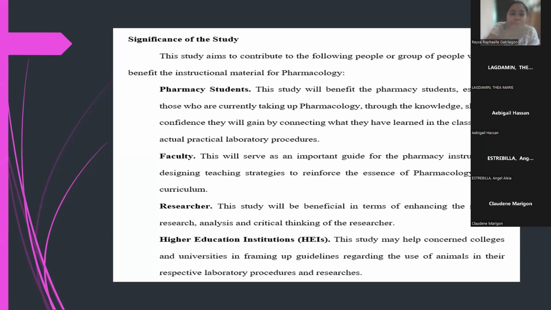Yung aim ng research, pinapaulit-ulit talaga yan. Maraming parts sa research na pinauulit talaga yung pag-state sa aim or sa objective ng study. So that's how you start your significance of the study also. And then followed by the different entities that will benefit from your research. This is the format ha, naka-indent, naka-bold yung magbe-benefit and then followed by the description or the discussion of what benefit that they can get from your findings or from your research. Okay? So again, this is the significance of the study.